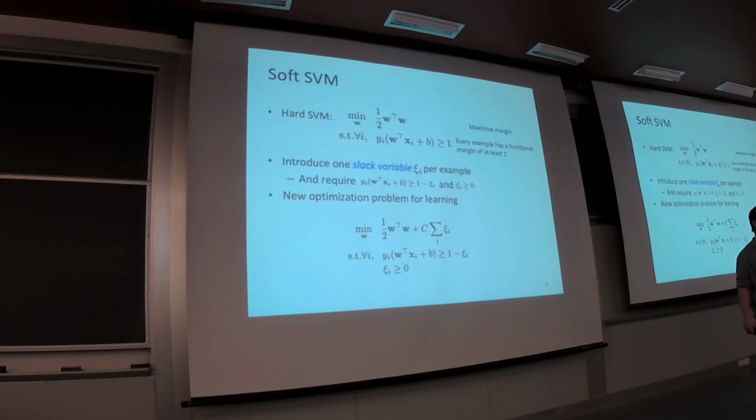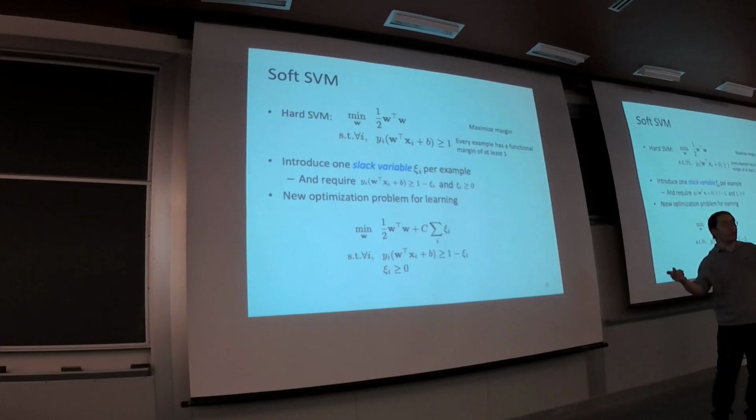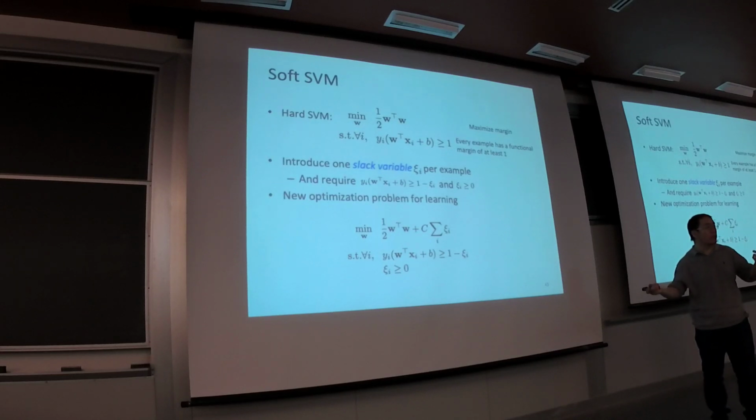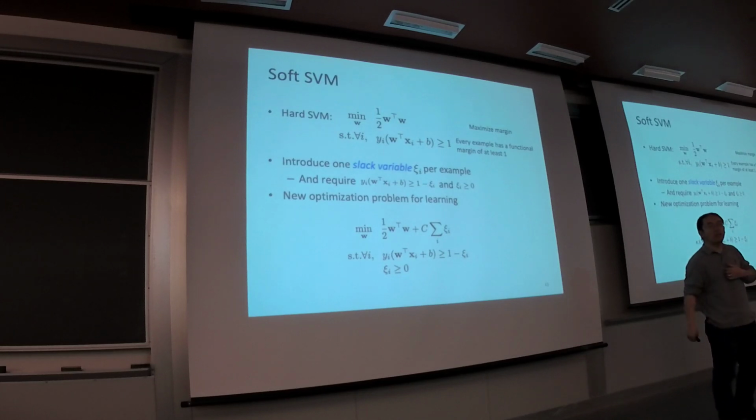An idea? Yeah, it's the same issue as before. You would just be adding 1 or 2. Yes, exactly right. If ξi is negative, that means you put an even more severe constraint, right? You want your function margin to be bigger than 1, say bigger than 1 plus 0.5, right? So you want to push your examples even farther away from the margin.